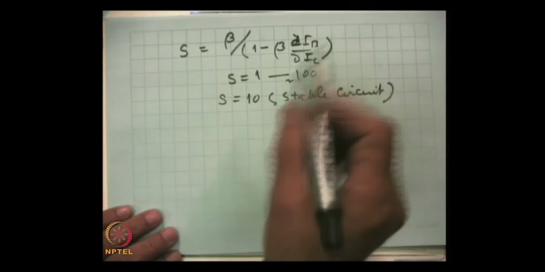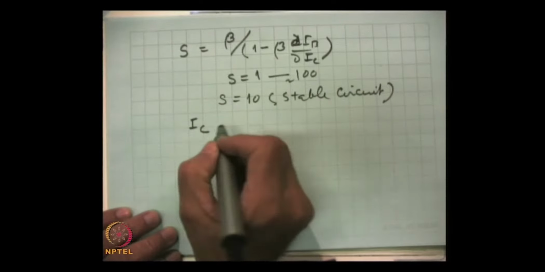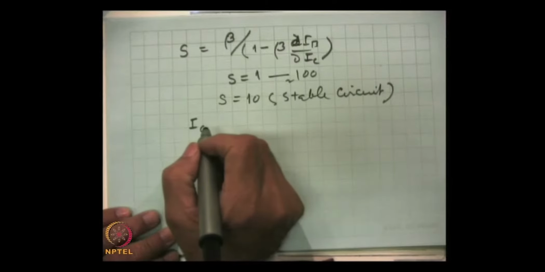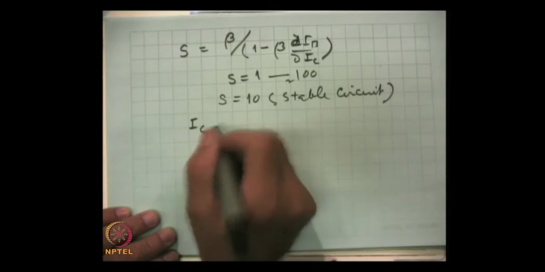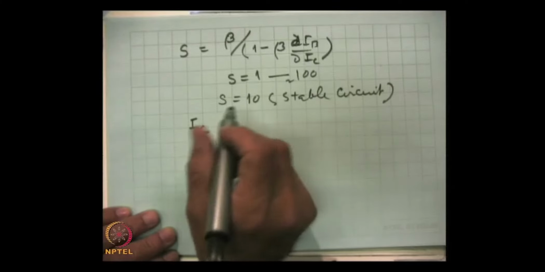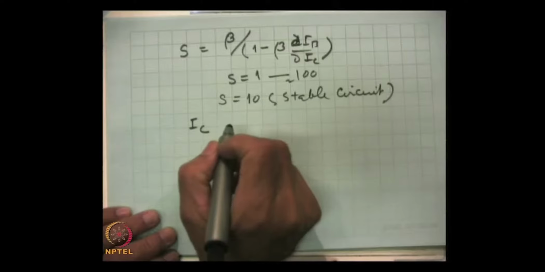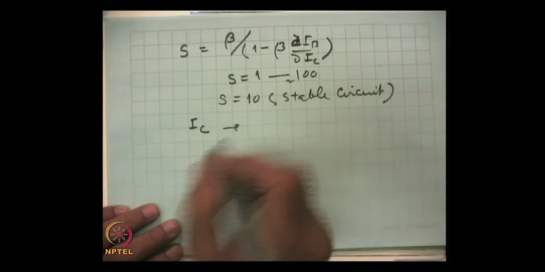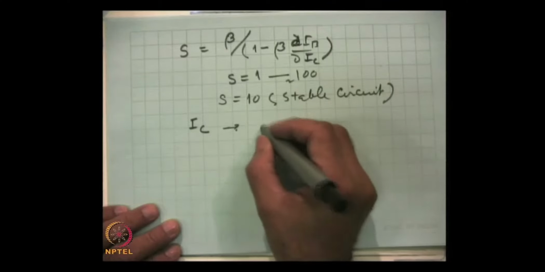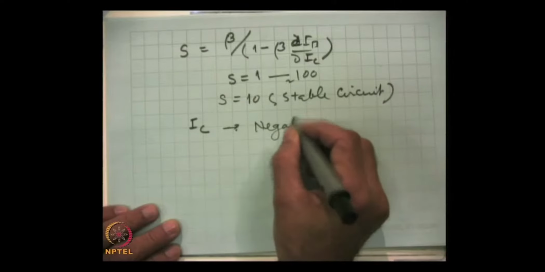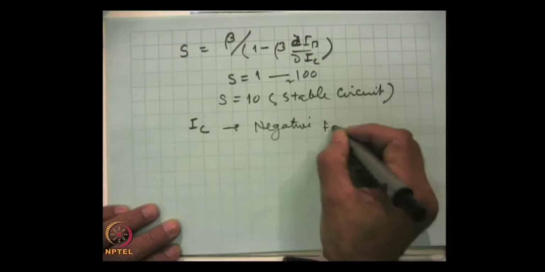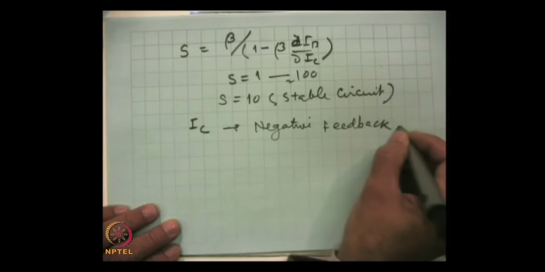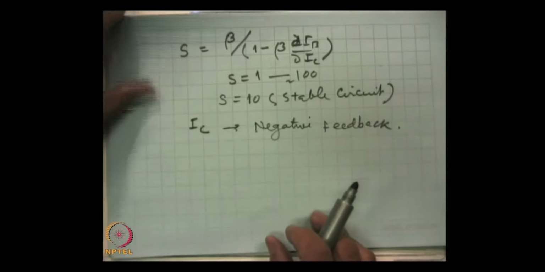So, IC we are supposed to maintain constant, and it should be made independent of the variations of temperature, aging and replacement of devices, and this is achieved by making circuits which include negative feedback. We will explain how we will design the circuit and how it will work.